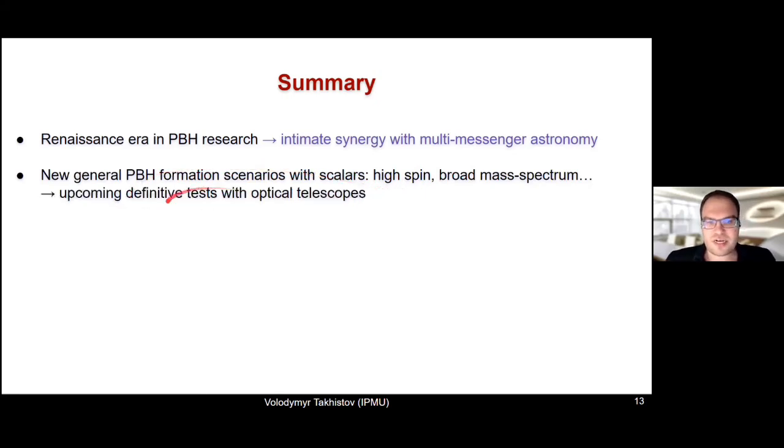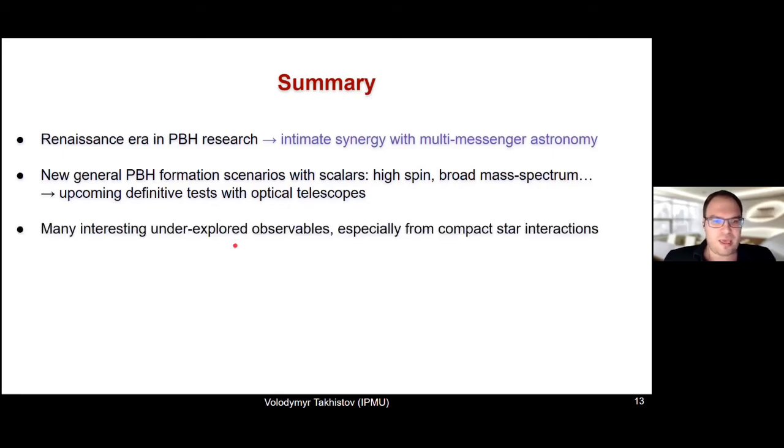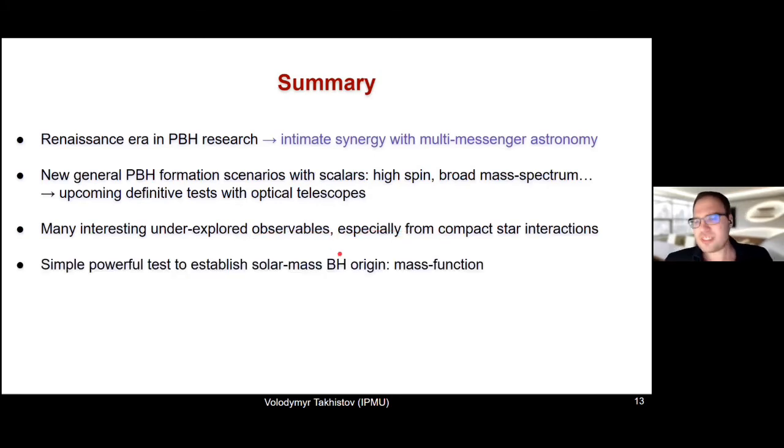And of course, it's very nice that you can test some of these things in the very near future. Also, there are many still unexplored observables over the vast parameter space. Some of them are associated with compact star interactions. There's a simple, powerful test you can do for solar mass black holes, namely just use the black hole mass function and look at statistics.